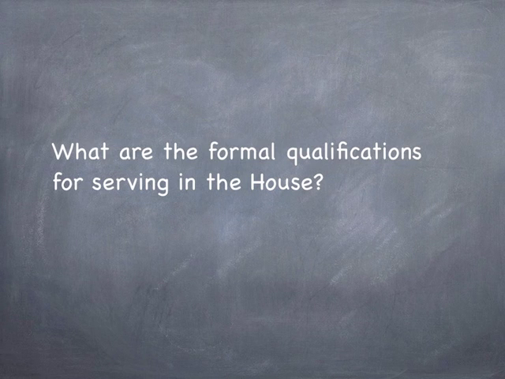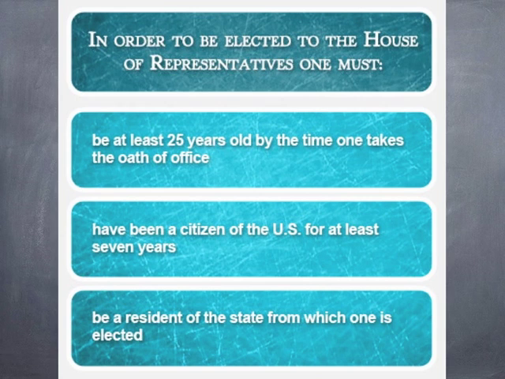What are the formal qualifications for serving in the House? The Constitution says that a member of the House must be at least 25 years of age, must have been a citizen of the United States for at least 7 years, and must have been an inhabitant of the state from which he or she is elected.